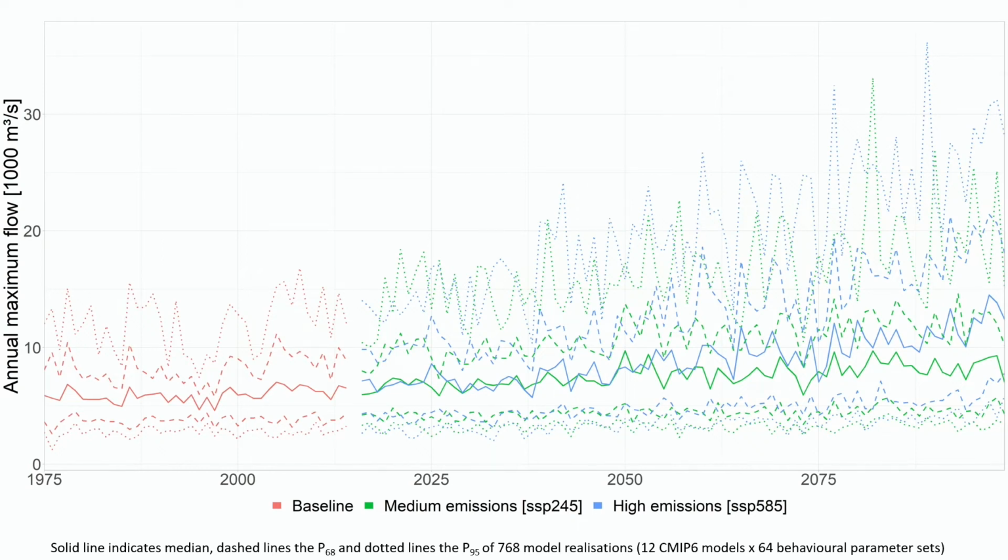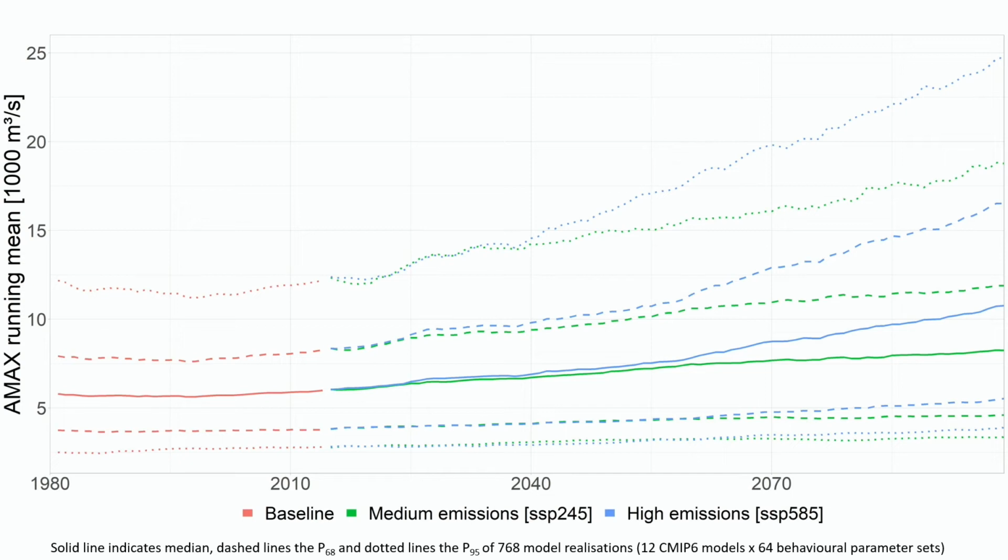We can already see an increasing trend in flows towards the end of the century, especially for the high emission scenario, but there's a lot of annual variability in these flood flows. So we calculated the running mean, over a 30 year period, to get rid of this temporal variability and emphasize the trend. We can see that the flood flows are projected to increase, especially for the high emission scenario, but also for the medium emission scenario towards the end of the century.